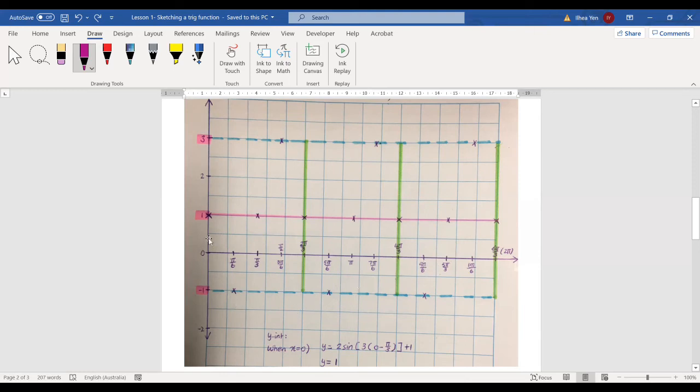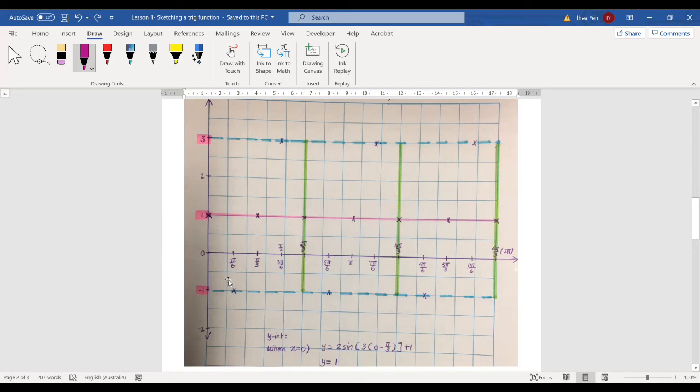And also, I found the y-intercept: when I substitute x equals 0, I know that y equals 1. So it's my starting point here. That also means I can start repeating the points there too for each section, each cycle. Okay, so we got that right.